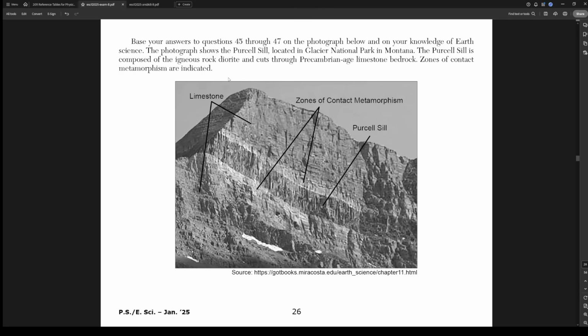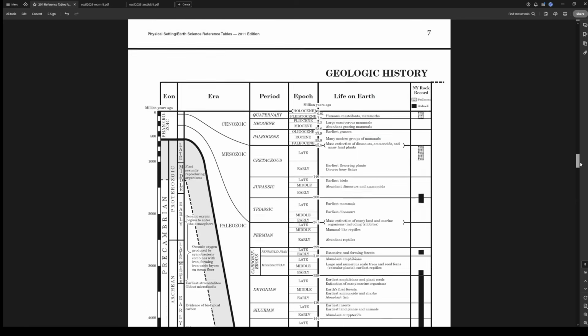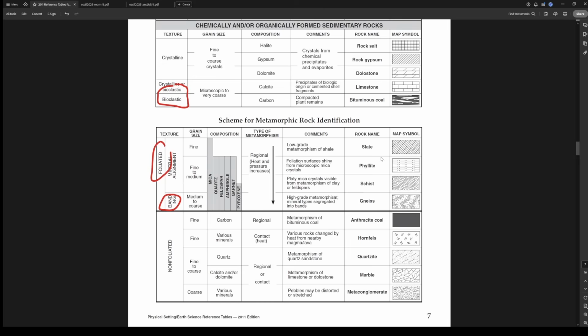All right. Base your answers to 45 through 47 on the photograph below. We're showing Purcell Sill in Glacier National Park, Montana, composed of the igneous rock diorite. That could be important. Cutting through Precambrian limestone. Okay. Zones of contact metamorphism are indicated. Okay. The rock that formed contact metamorphism of limestone. So we want the metamorphic version of limestone. So we're going to go to metamorphic and we're going to see which one comes from limestone. And we can look here. Look, metamorphism of limestones, that's going to be marble.